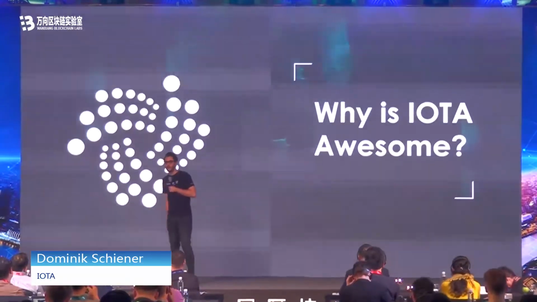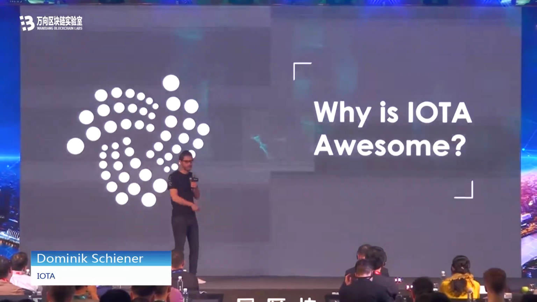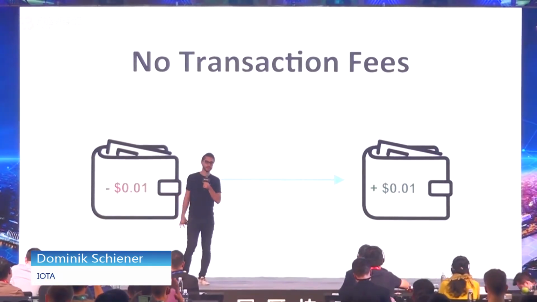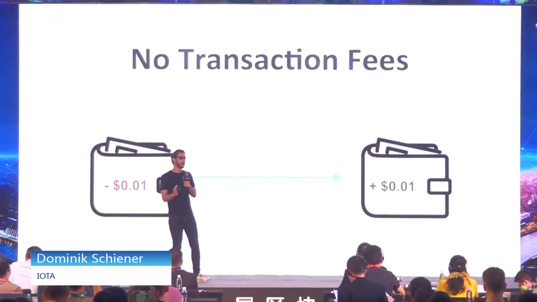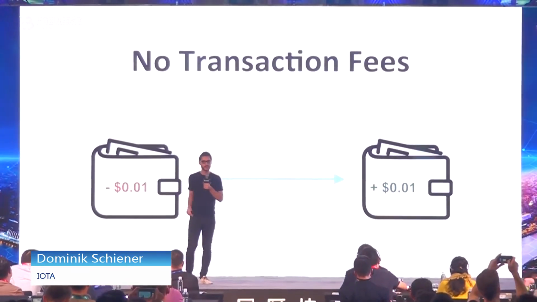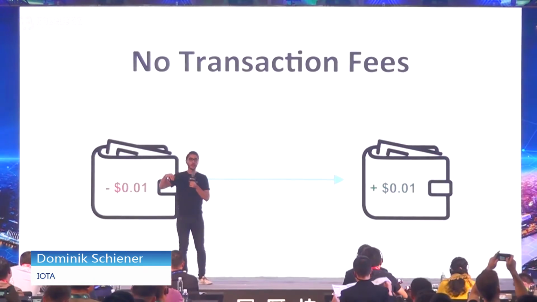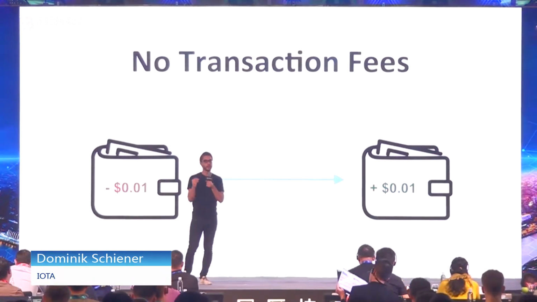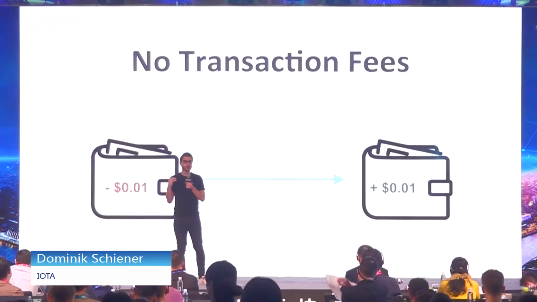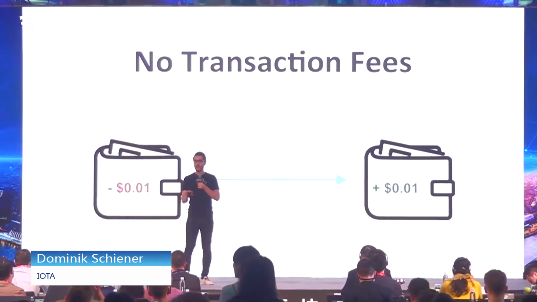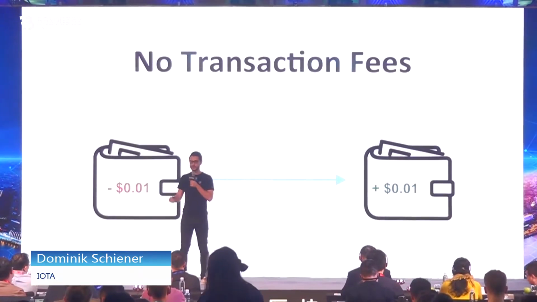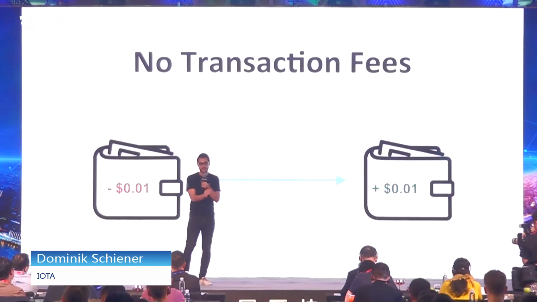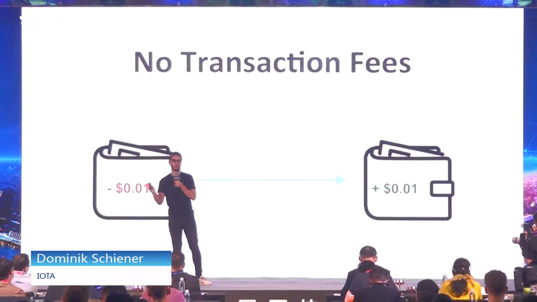So the big question is why am I on stage and why is Iota awesome? First of all, we have no transaction fees. In Iota, there are no longer any miners, but it's a very decentralized network where each network participant participates directly in the consensus and in the security of the system. Because each network participant contributes towards the system, there are no longer any transaction fees. And because of that, in Iota, for the first time in human history, you're able to transact 1 cent and the other party is able to receive 1 cent.